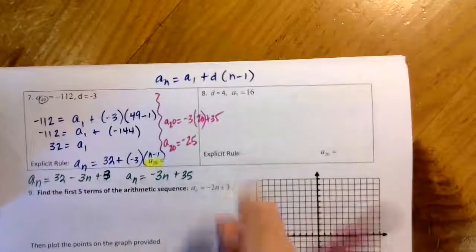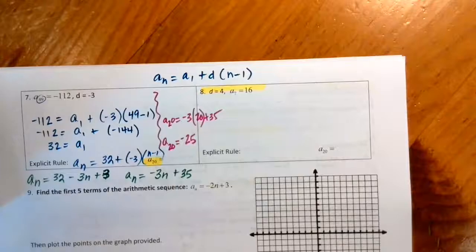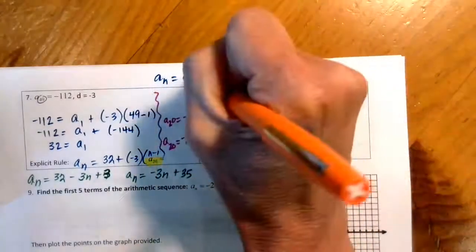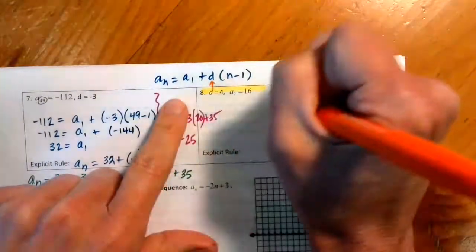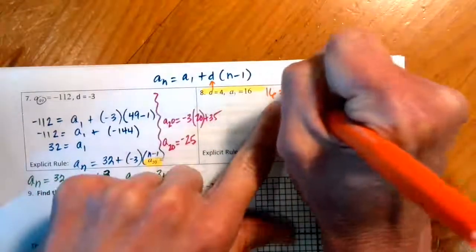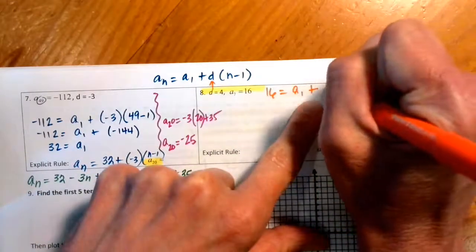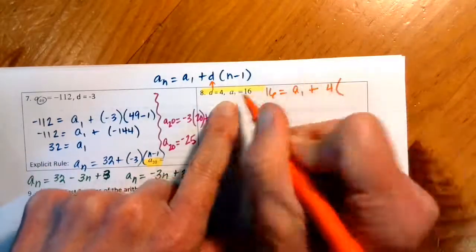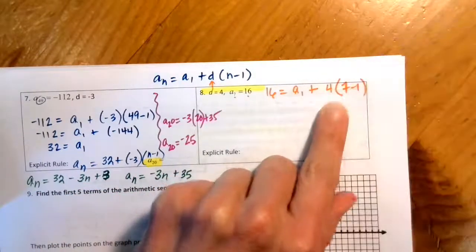All right, let's see if we have more room for this one. We have a difference of 4. Let's take a look at what we have. We have a difference of 4, which means that we're good with this value in our formula. A sub 7 is 16. So 16 is the outcome of my first term plus this difference, which is 4 times, and this n is the story here. An input of 7 gives you an output of 16. So we'll do 7 minus 1 there.